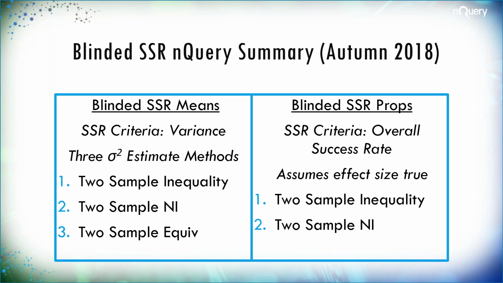I'll go through a certain example, but just to mention that to get the individual proportions, you're making some assumptions; you have to continue to assume that your effect size is true.